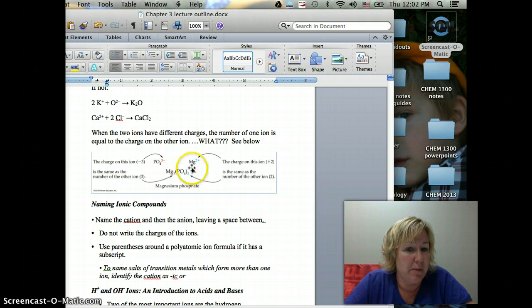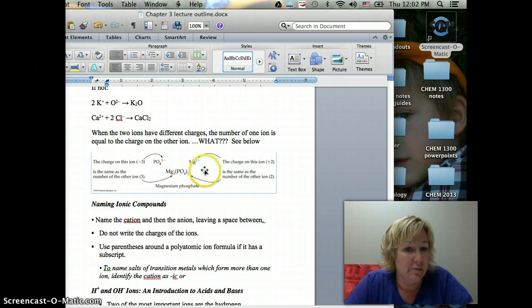So you're kind of just going to swap them. You know that 2 of these, 3 of these, you're just going to put 3 of the magnesium and 2 of the ion over here. Does that make sense? You might want to pause the video, look at it and say, is that going to equal 0?